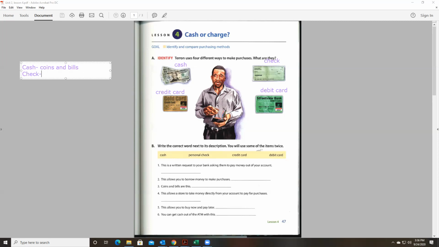Okay, so essentially this is kind of like it's a written request, okay, to take money out of your account. Right? So when you write a personal check, I should write check, personal. When you write a personal check, it's money that is coming out of your checking account, and you are using it to make a purchase, right?